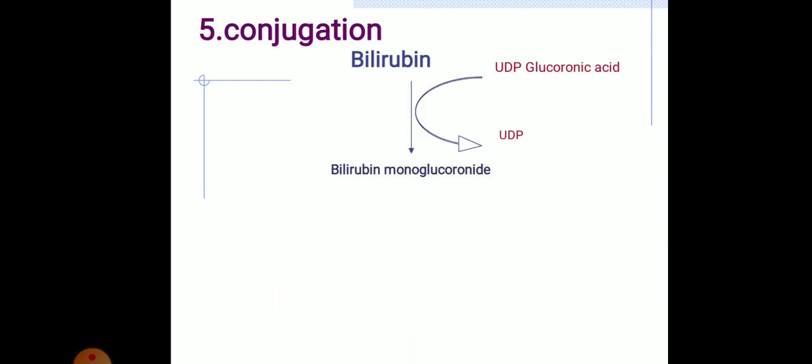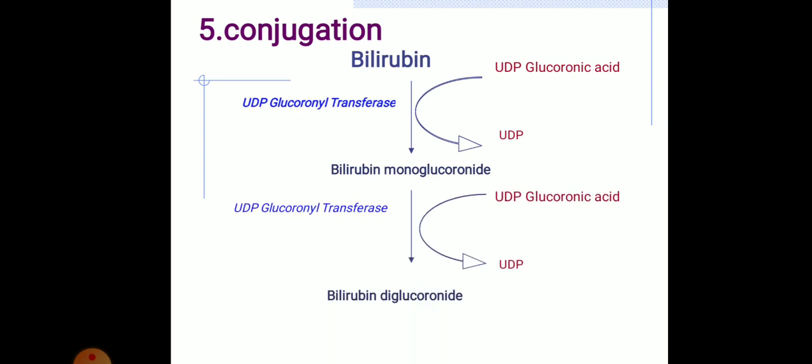Now we will move to conjugation. How is bilirubin conjugated? UDP glucuronic acid helps in conjugation. So bilirubin is converted to bilirubin monoglucuronide in the presence of UDP glucuronic acid. The enzyme used is UDP glucuronyl transferase. Then again one more glucuronic acid is added by UDP glucuronyl transferase to form bilirubin diglucuronide. This occurs in the endoplasmic reticulum. Conjugation occurs in the endoplasmic reticulum.